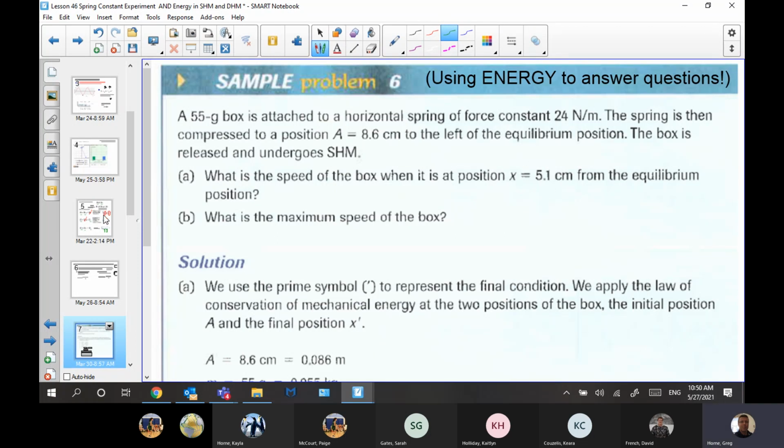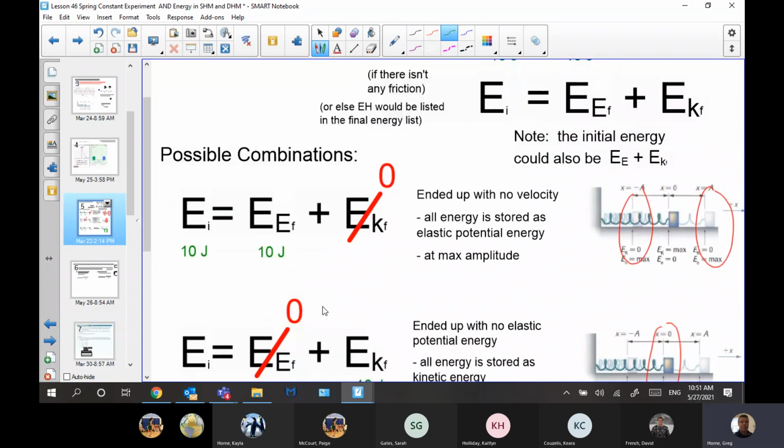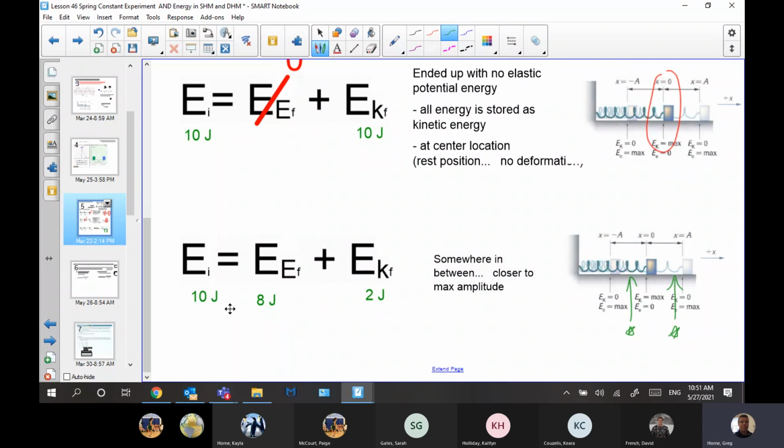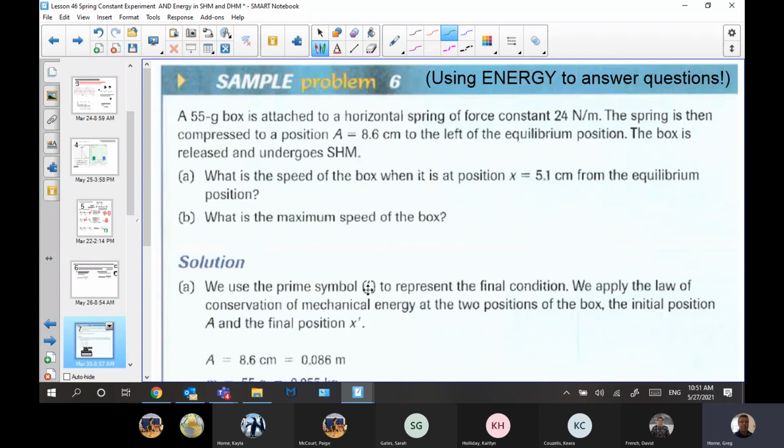And how you're going to figure that out is you're going to think of it like this down here: I've got a particular location. I know there's a certain amount of compression, so I'm going to be able to figure out the amount of energy it has as elastic. And then you know the total because they told you the original compression. And so you're going to be able to figure out how much it has in kinetic, and that'll help you get the speed. That's the idea, okay?